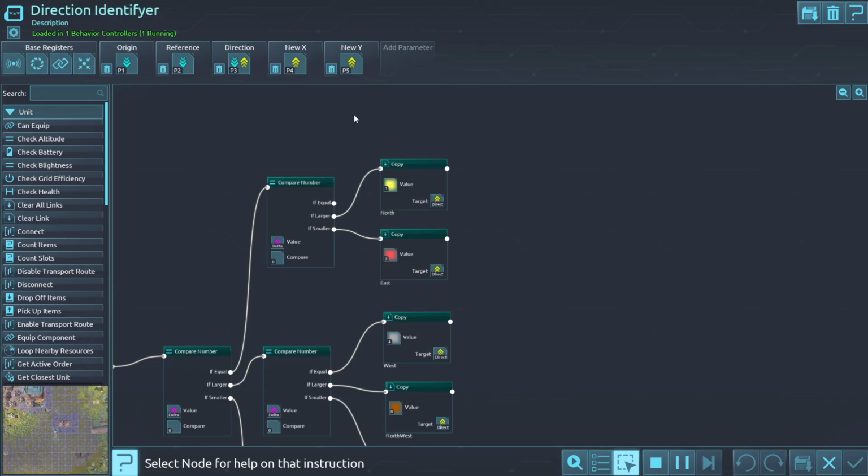Because up gives us lower numbers, which gives us positive delta. So if we're not going left and right, and we are going up, then we're going north. And I've just added a little comment here to say this is north. And then if we're not going left and right, and we're going down, because we're getting negative numbers, right? Negative numbers are smaller than 0, then we're going south.